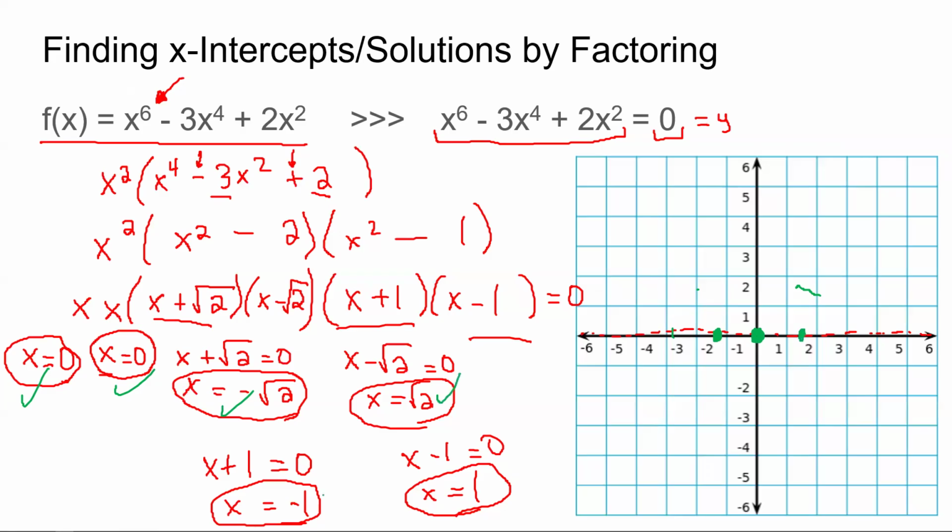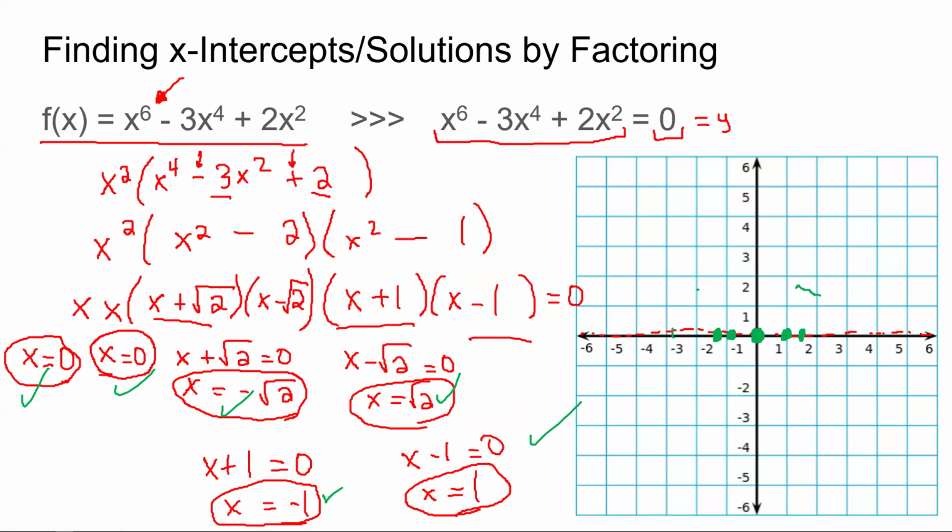I also have negative 1, which would be right here, and positive 1, which would be right there. All right, so there's a whole lot going on, but we know the 6 places where it crosses or touches the x-axis. Right? And that pretty much nails down what we're trying to do here.